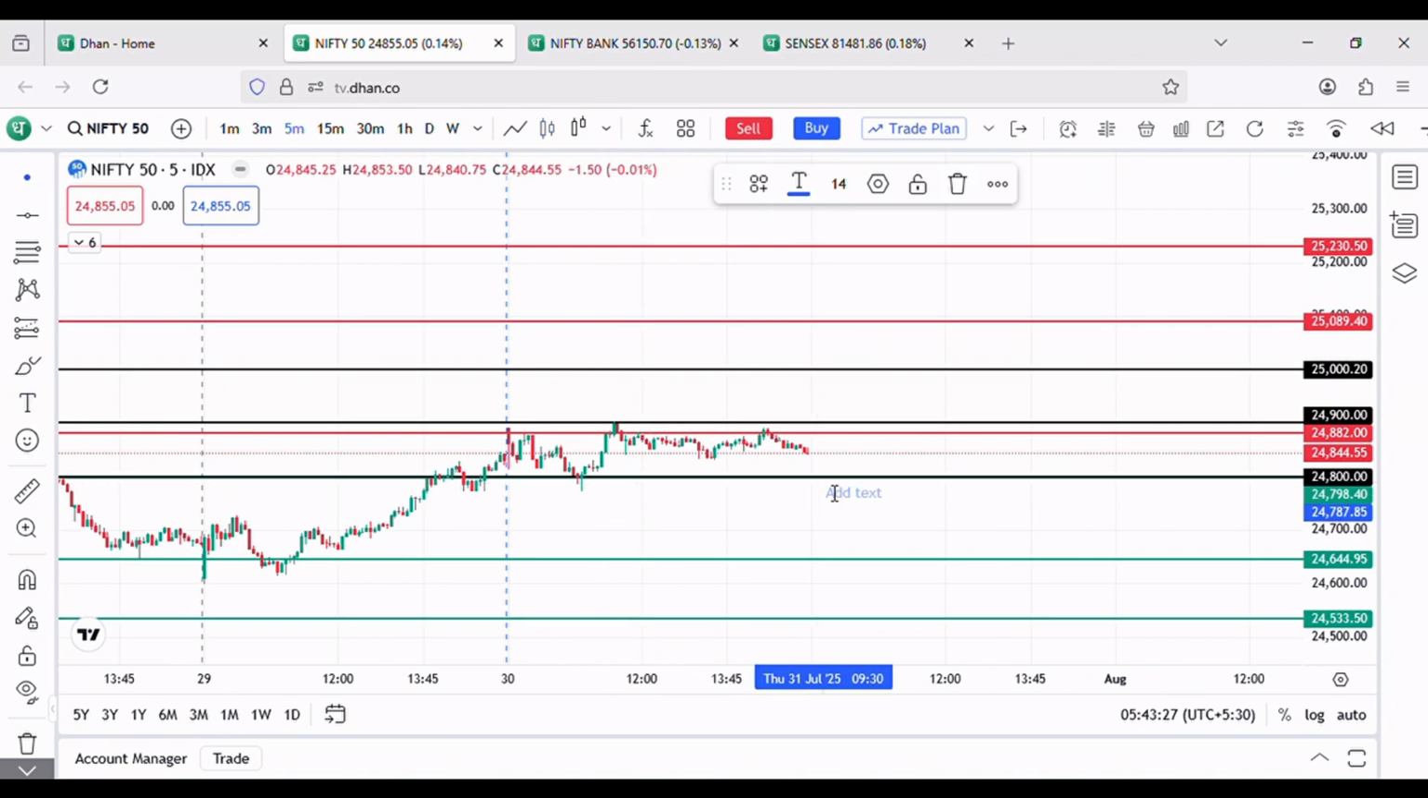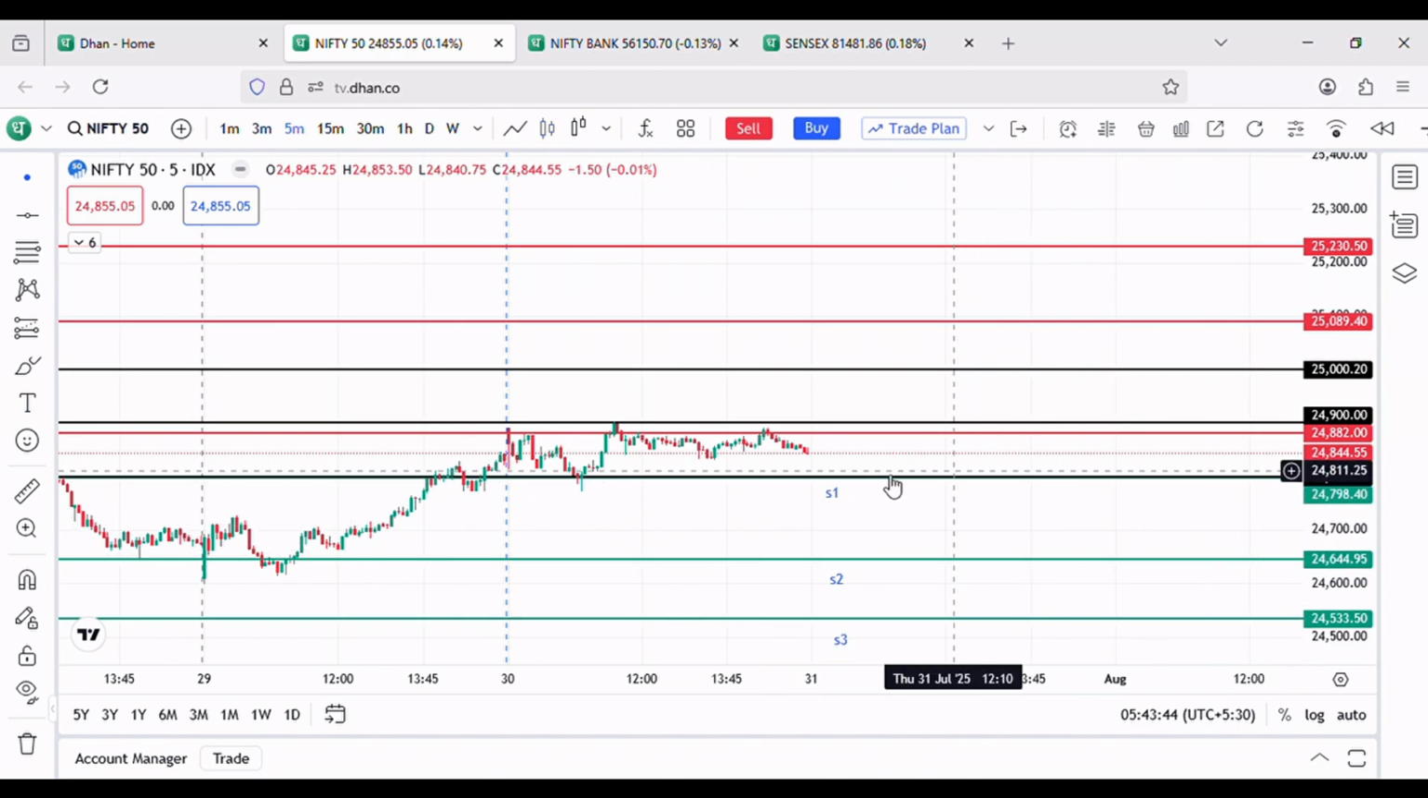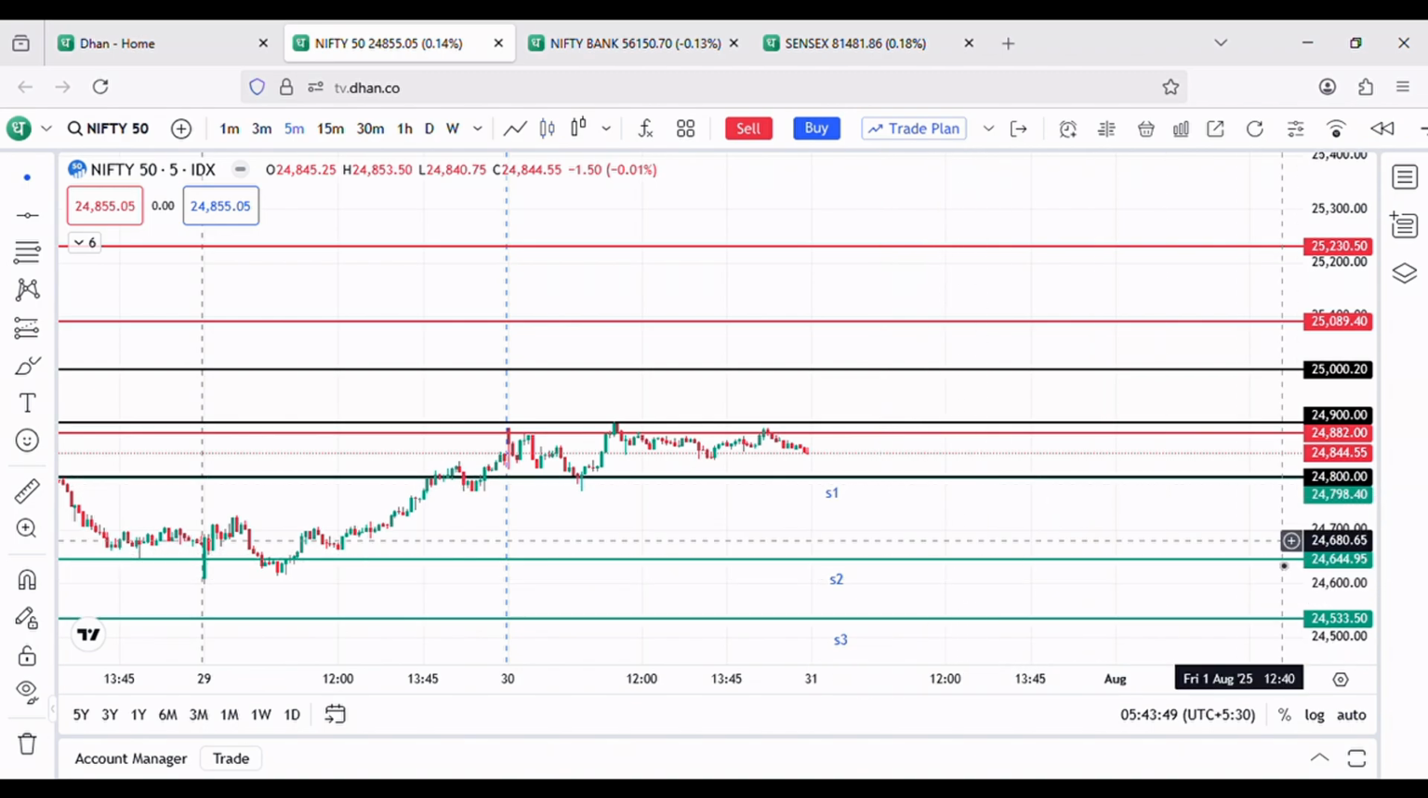This is S1, support 1. This is S2. This one is S3. So the values are here. We can make S1 as 24,800, S2 24,645. We can keep the round numbers, no problem. S3 24,533.5.